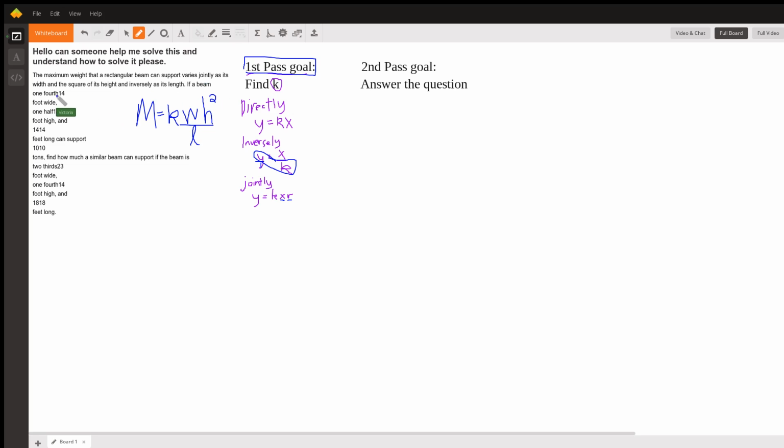It's hard to read the question, but it looks like the width is 1/4 of a foot and the height is 1/2 of a foot, and we're squaring the height, and it is 14 feet long, and it can support, that's our maximum weight, 10 tons.